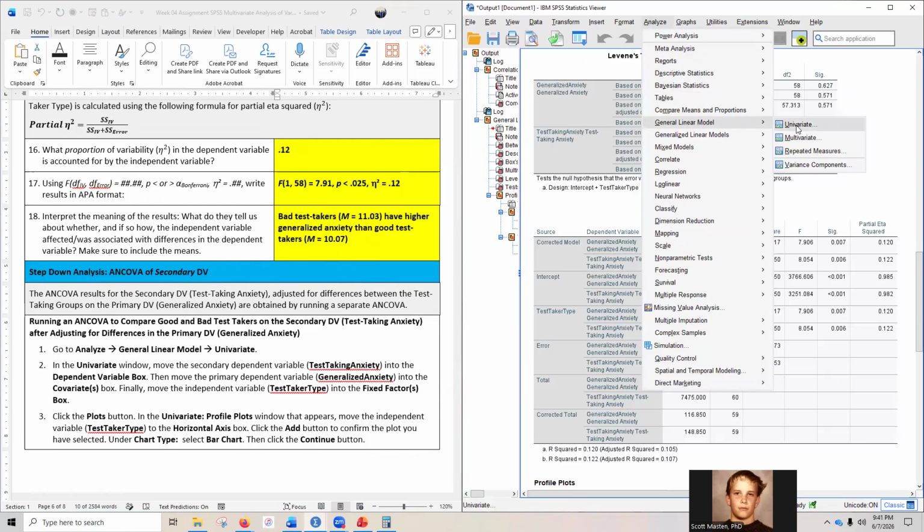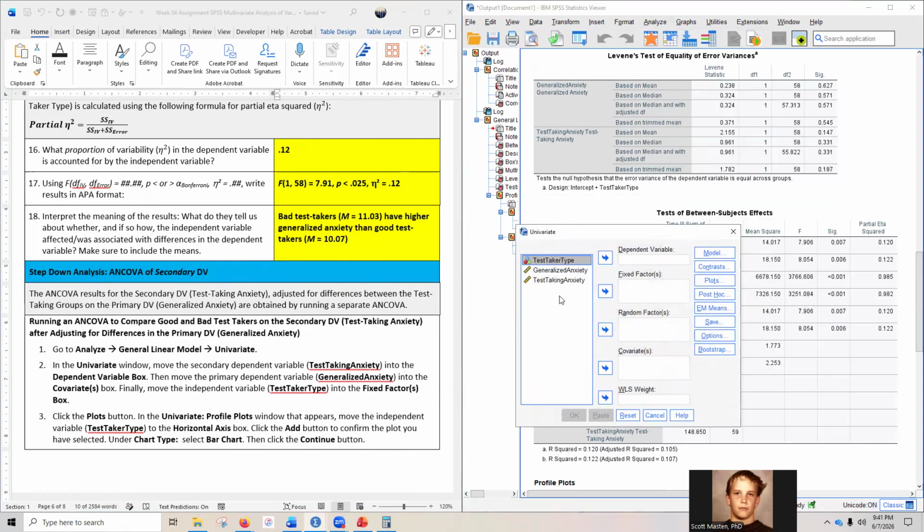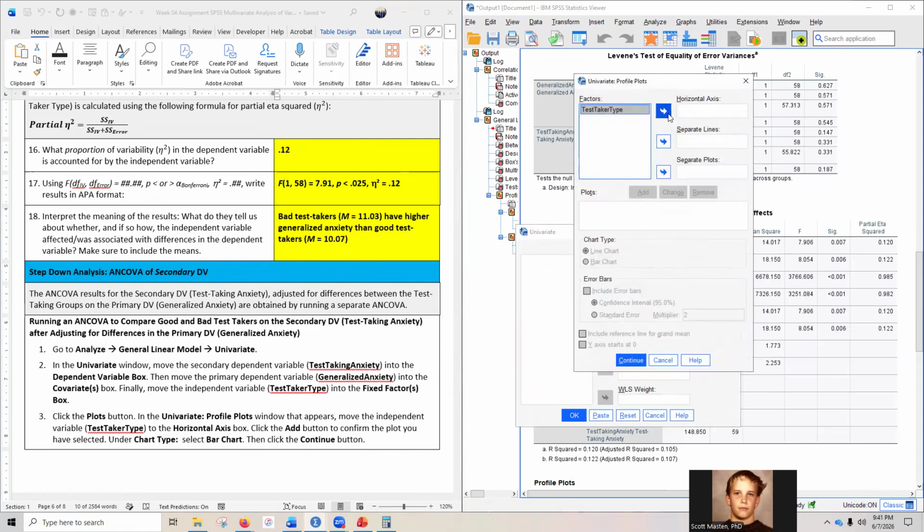So I can go to general linear model and univariate. Our dependent variable in this case is that secondary DV. We want to know if they differ on this after we adjust for this. So generalized anxiety is our covariate. Test-taking anxiety is our dependent variable. And test taker type is our fixed factor. So we want to get a plot. We're going to put test taker type on the horizontal axis. And then I tell you to click add and make it a bar chart.